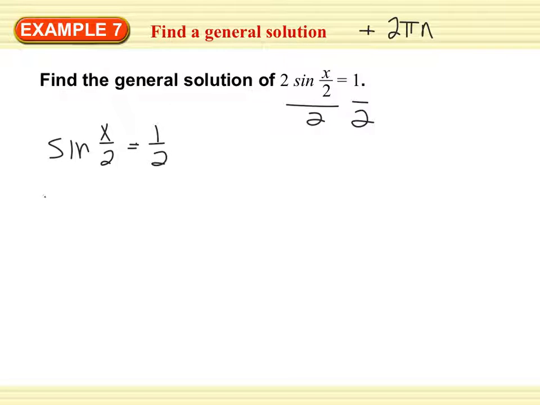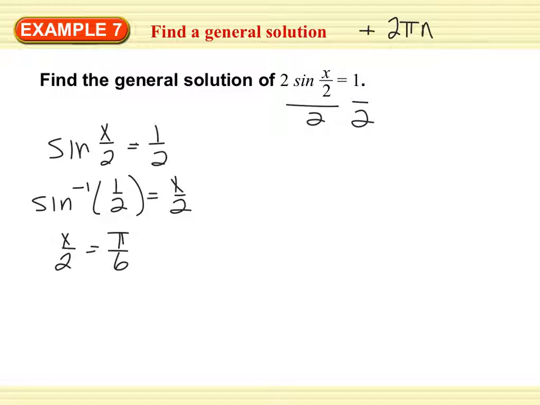We can actually solve it from here and say sine to the -1 of 1/2 equals x over 2. If I plug that into my calculator, I get x over 2 equals pi over 6, which is 30 degrees. Okay, I can actually take that and revolve it around the unit circle by adding 2 pi n. But for the sine function, if I'm at 30 degrees or pi over 6 and I'm positive, I can also be over here. So if that's 30 degrees, that's 150 degrees, which is 5 pi over 6.